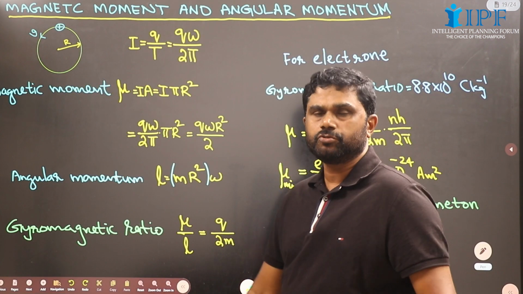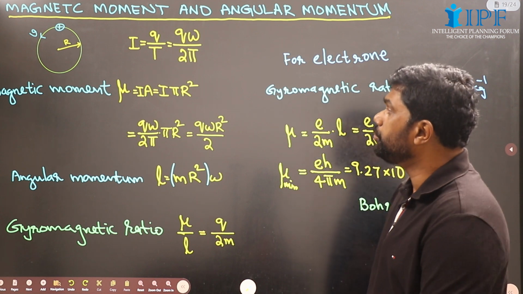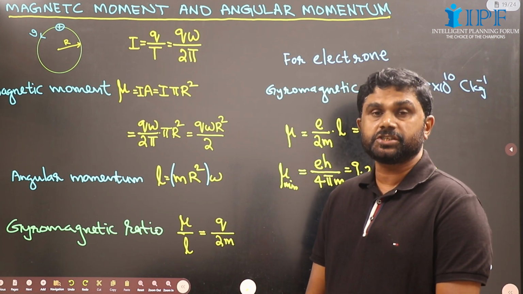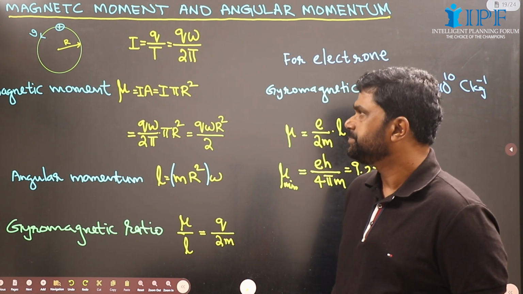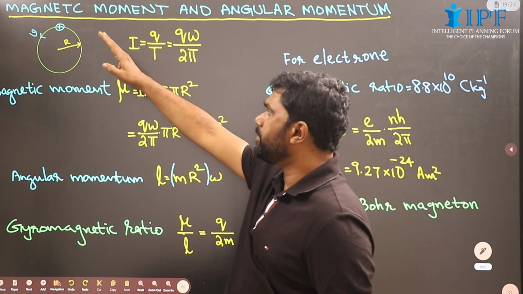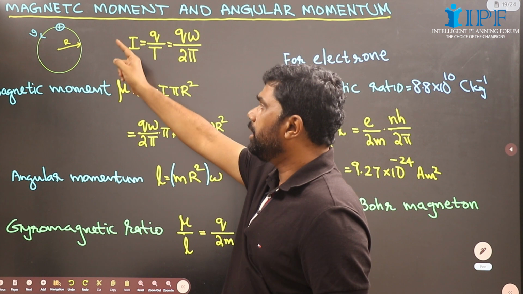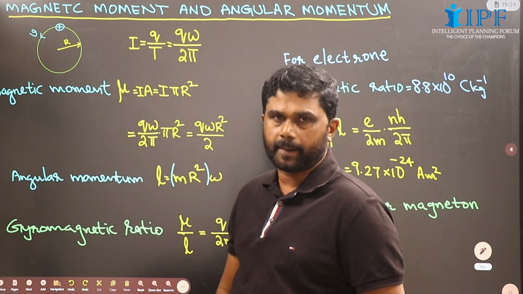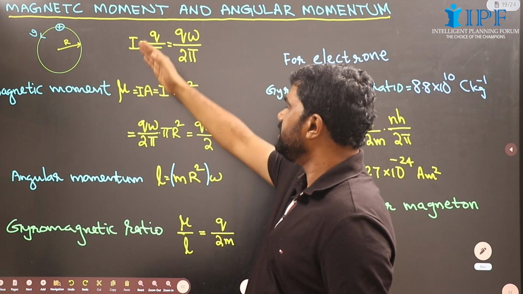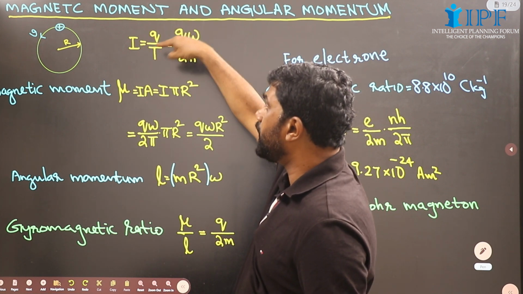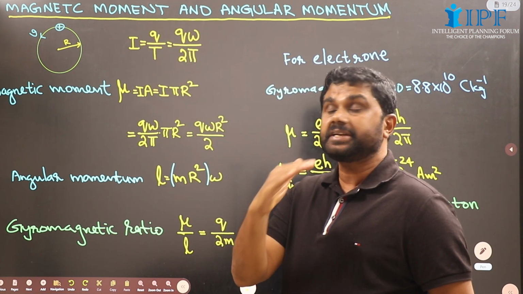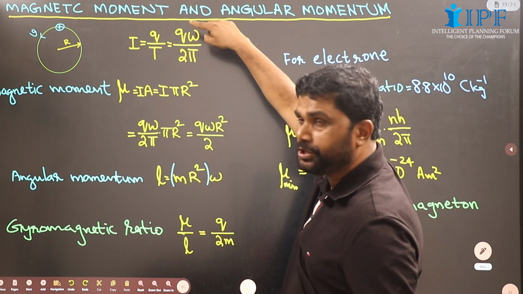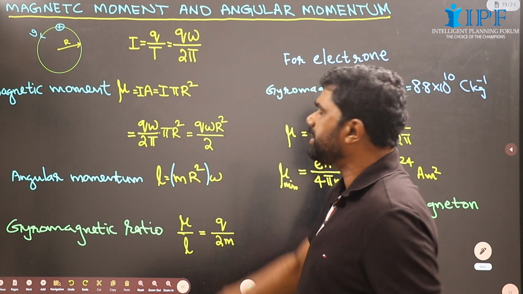Now children, let's find the ratio of magnetic moment and angular momentum of a charged particle moving in a circular path. Here we have a particle of mass m and charge q moving with a uniform speed v in a circle of radius r. The current is given by charge by period. Period T we can write as 2 pi by omega. 2 pi by omega will go to the numerator, so it becomes q omega by 2 pi.